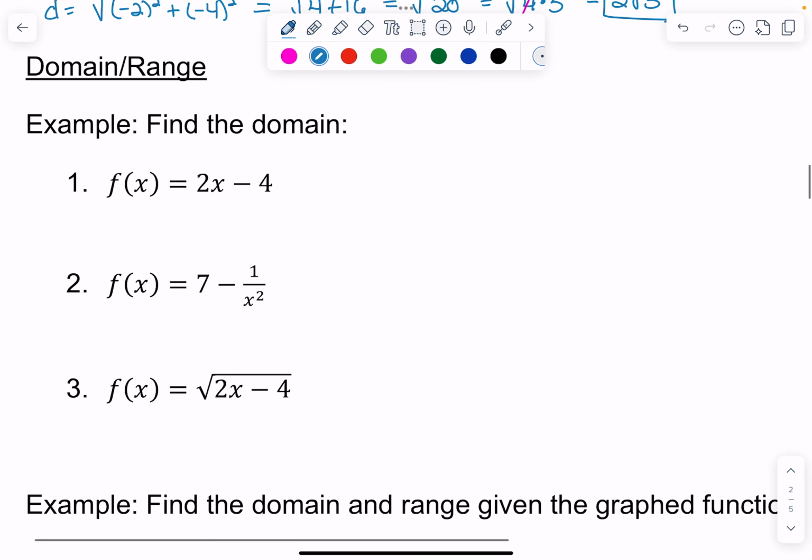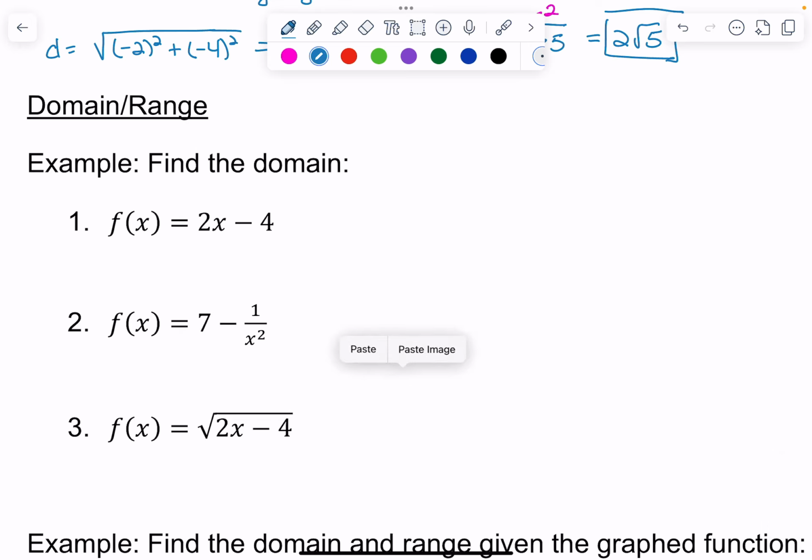Remember, domain here is the possible inputs, or x values, if you want to think about it that way. They're the possible values of our independent variable. I like to think of them as our inputs or our x values. Things we're looking for here: one of the things is if we have a fraction, we can't divide by a 0, right? So the denominator can't be a 0. If we have a square root, the square root argument, the thing inside the square root, has to be greater than or equal to 0. It can't be negative.